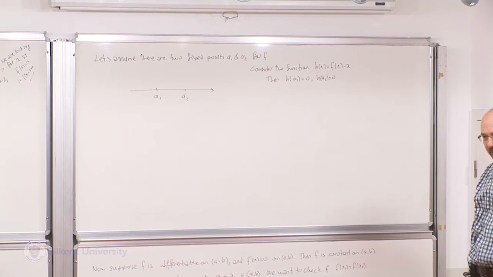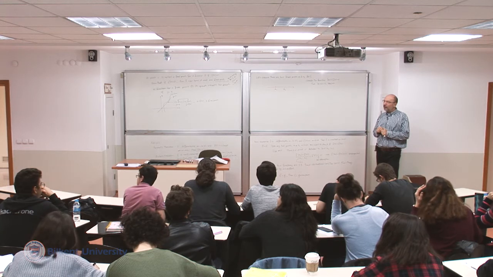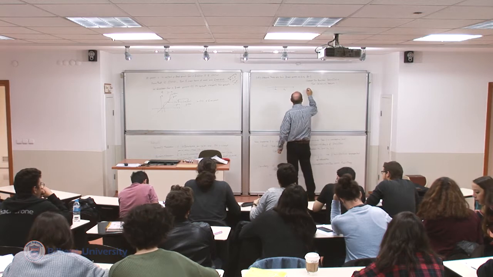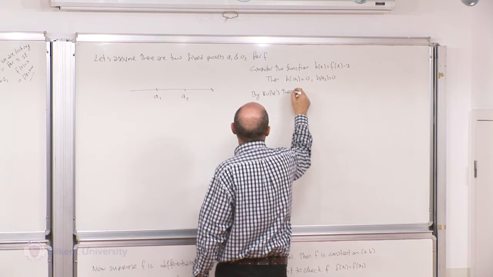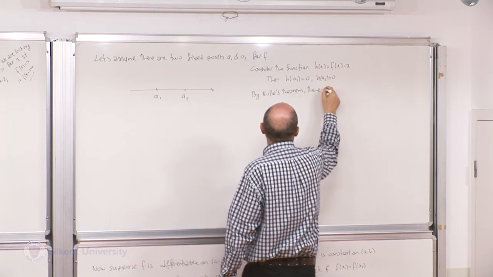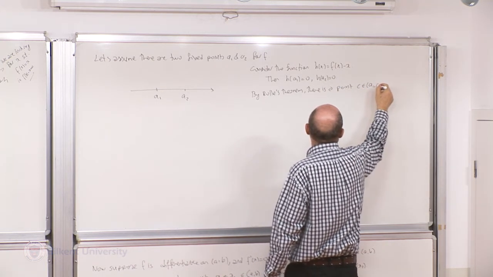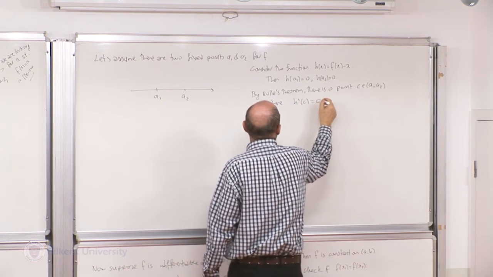Okay, now what do we do? Your friend gave you a hint. Now follow your friend's hint. What is next? Then for some c in interval A1, A2, h prime of c is equal to 0. Let us write this. This is by Rolle's theorem. There is a point c in between A1, A2 where h prime c equals 0.